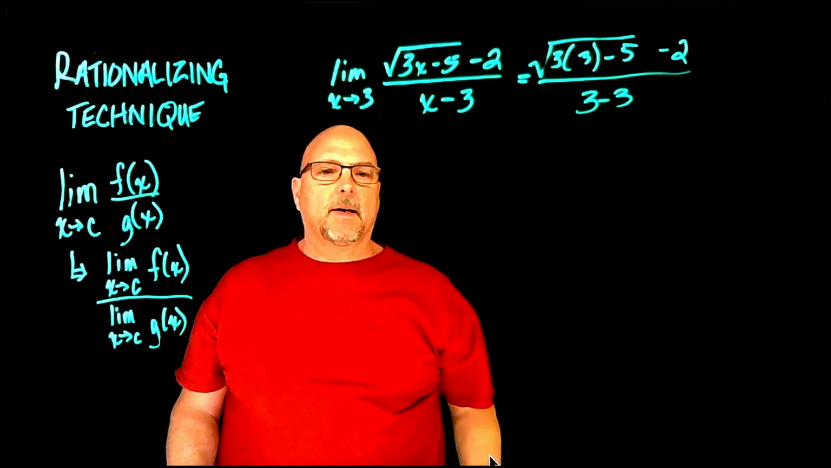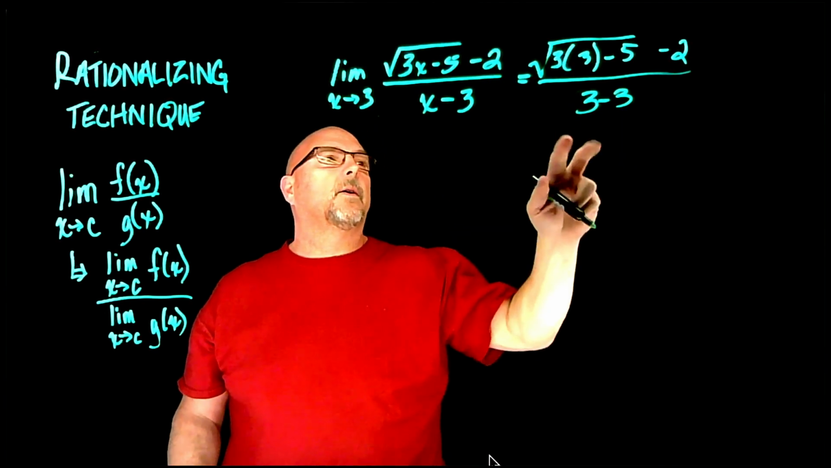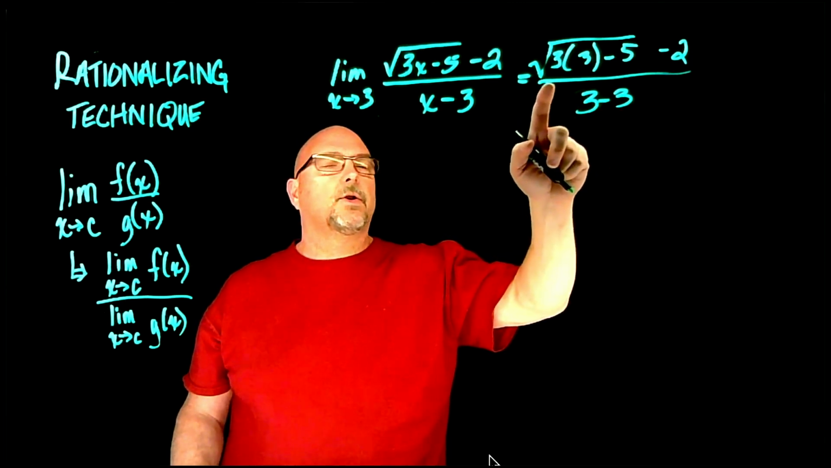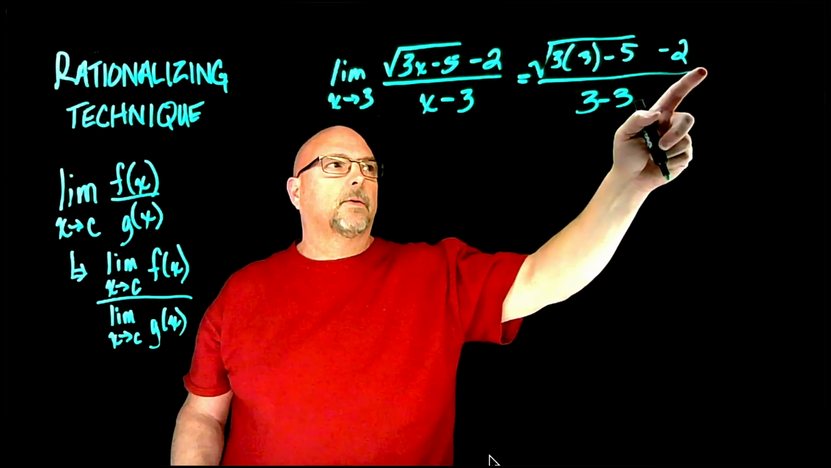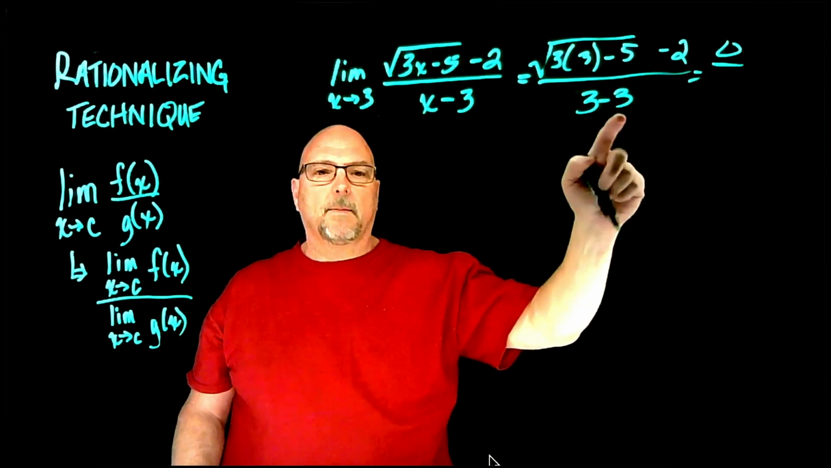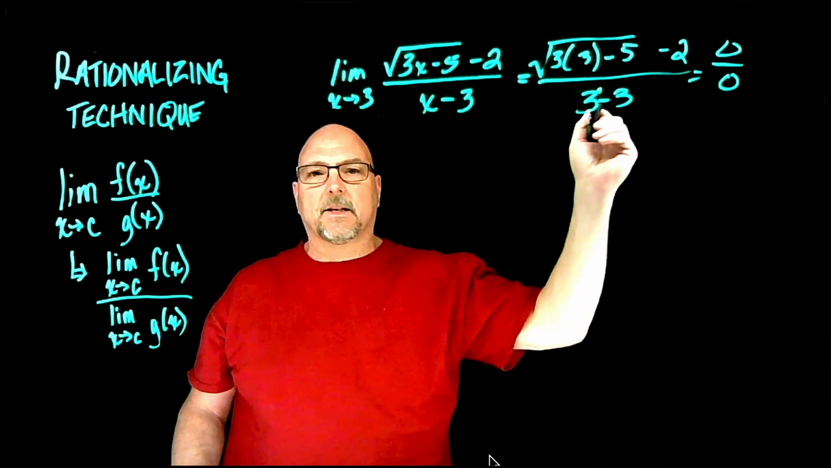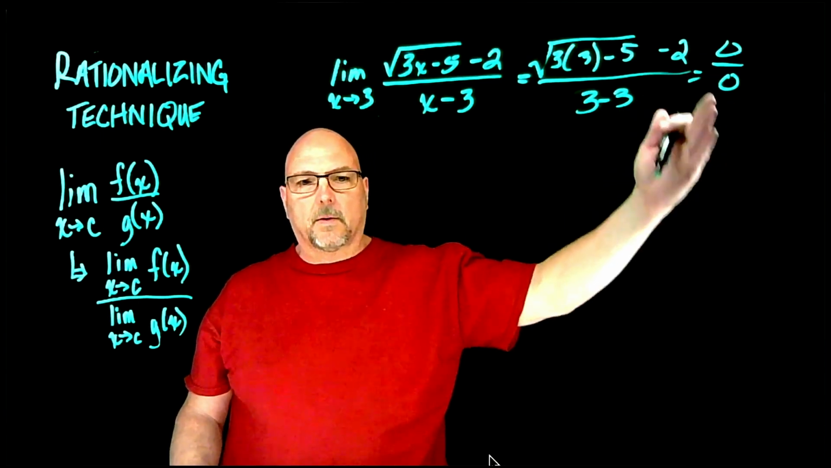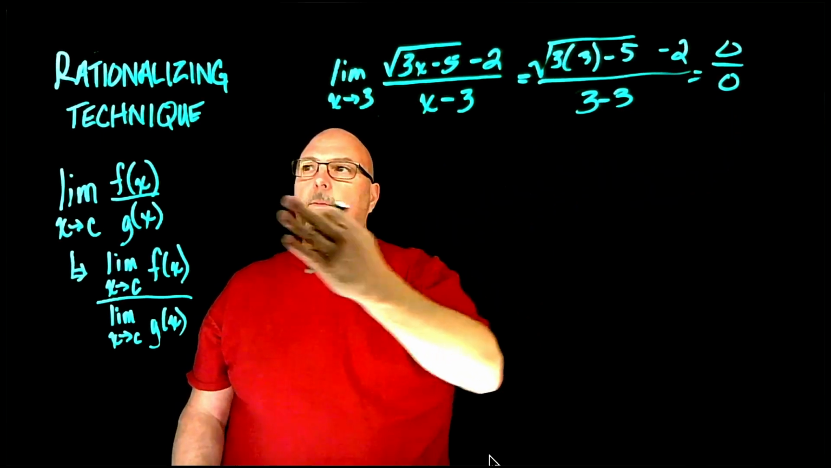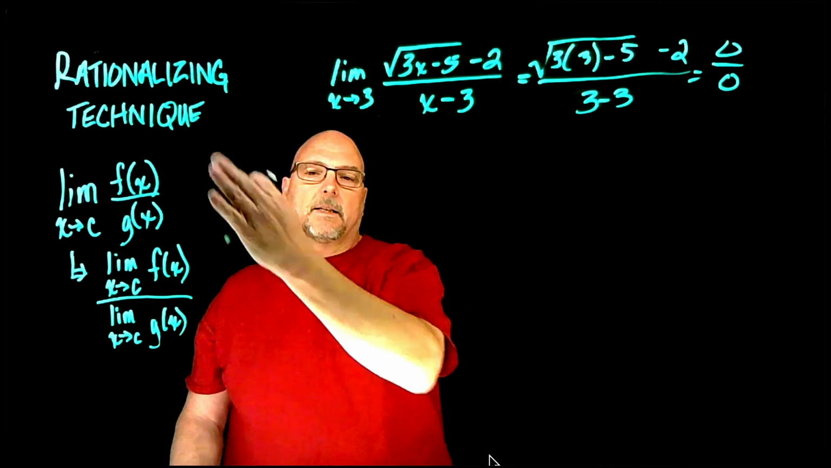So we have 3 minus 3. As it turns out, 9 minus 5, that's 4, and the square root of 4 is 2, and 2 minus 2 is 0, so I end up with a 0 up top, and 3 minus 3 gives us a 0 in the bottom. So the indeterminate form. That means I'm going to try the rationalizing technique.